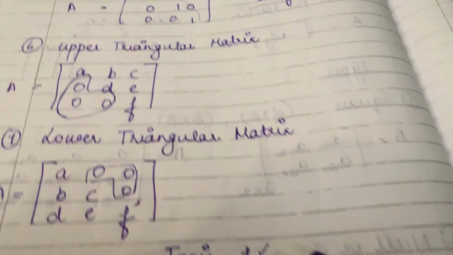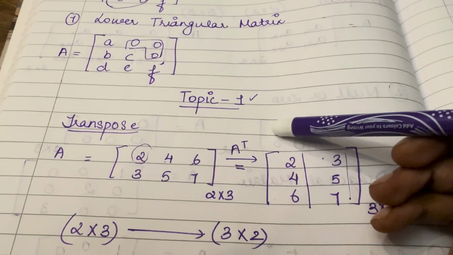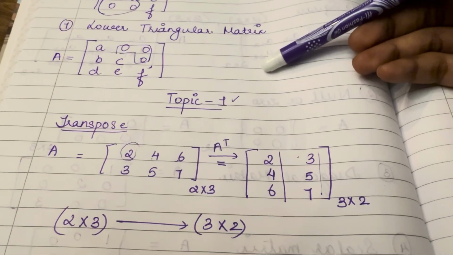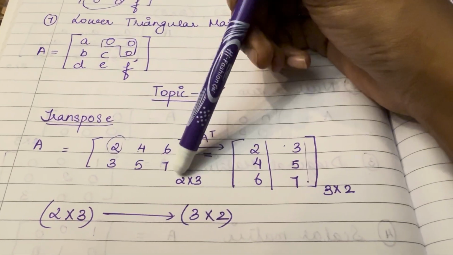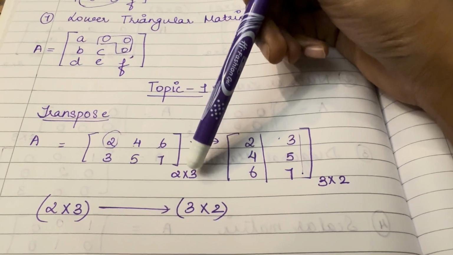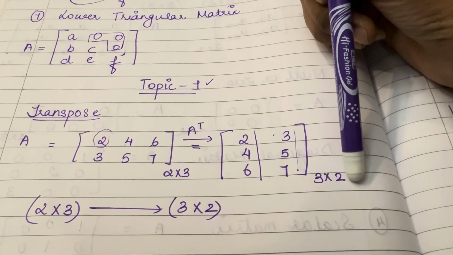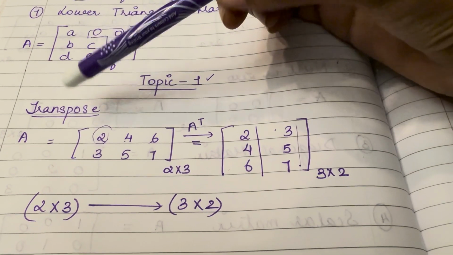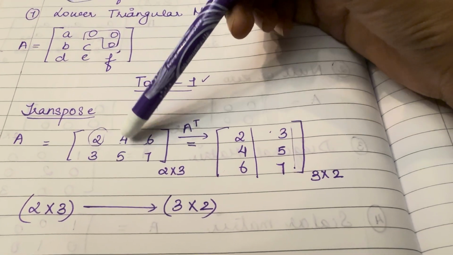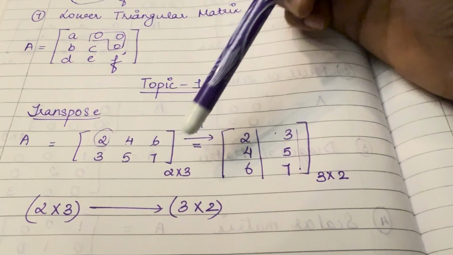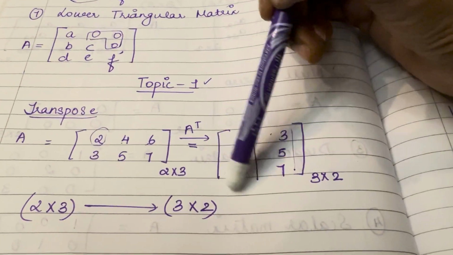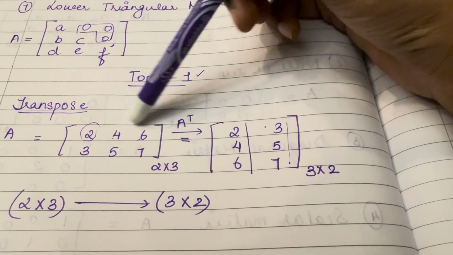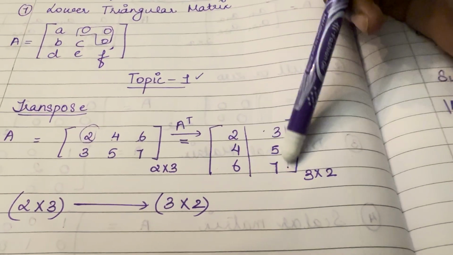So let's see topic 1, which is transpose. It is one of the most important topics also. Transpose means if a given matrix is 2 cross 3, then you have to convert that into 3 cross 2. How will you do that? If we are given 2, 4, 6, 3, 5, 7, then we have to take the horizontal elements as vertical, and the second row horizontal elements as the second vertical row.